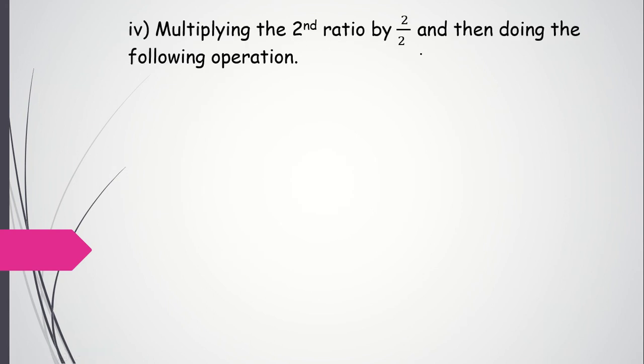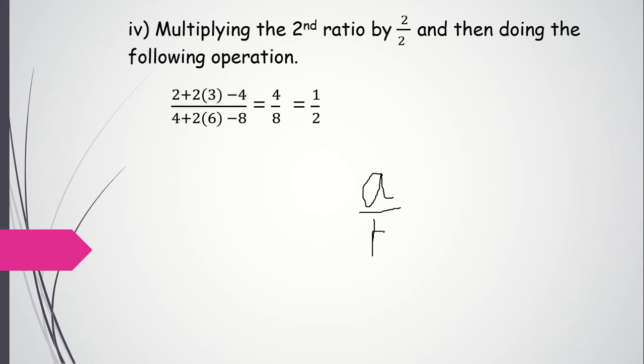Multiplying the second ratio by 2 by 2 and then doing the following operation. If you multiply numerator and denominator by the same number, then the ratio remains the same. I hope you remember we had seen one sum in practice set 4.2: A upon B is equal to AK upon BK.